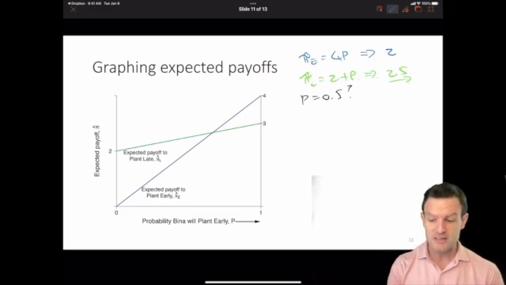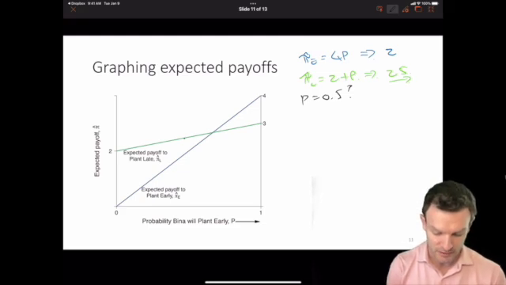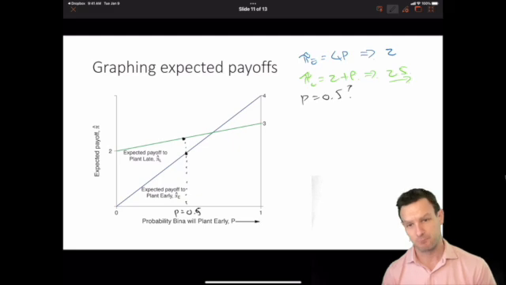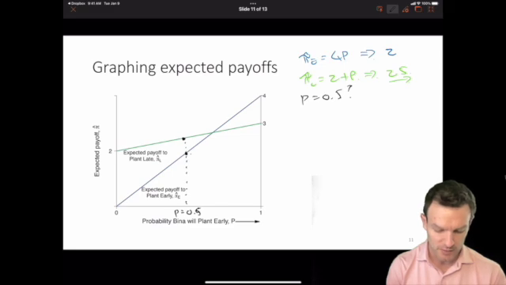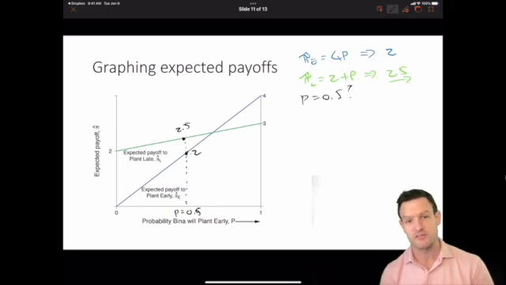And we can even read this off the graph. If we try to find p equals 0.5, which is approximately here, we can see that at that point, if we compare the values of the two lines, the two expected payoffs, this one is approximately 2 and this one is approximately 2.5. If I sketch lines across, I can see that the values there are 2 and 2.5.